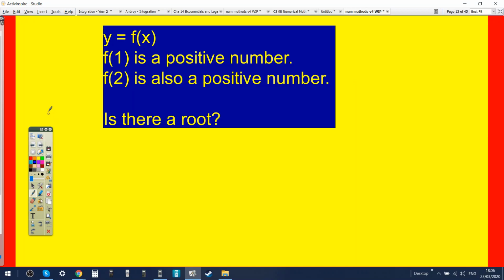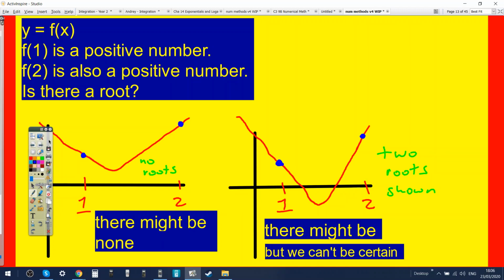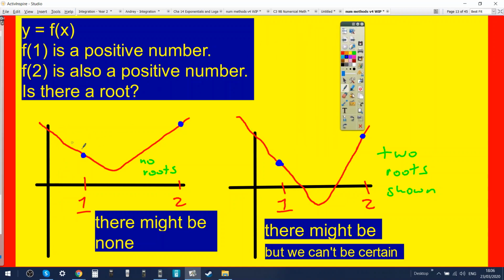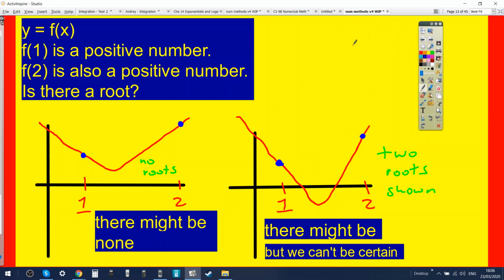How about this one? Positive and positive. No. Let's take a look. So the one on the left, no roots. The one on the right, there's 2 roots. So the interval was a bit too big, and so we can't be certain.